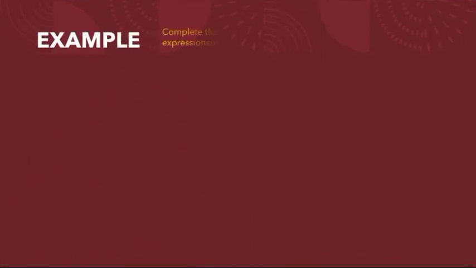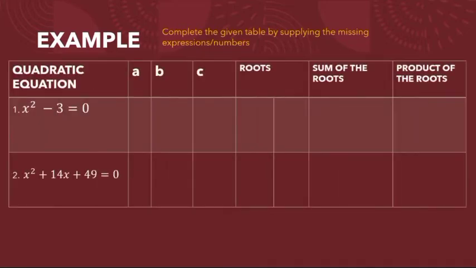For example, complete the given table by supplying the missing numbers or expressions. So, katulad kanina yung ating table sa recall natin. So, x squared minus 3 equals 0. Let us identify the values of a, b, and c, the roots, the sum, and the product of the roots. So, in number 1, a is 1, b is 0, c is negative 3. And the roots of x squared minus 3 can be derived using extracting the square root. So, we will get negative square root of 3 or positive square root of 3. So, dalawa yun, pwedeng magkabaliktad.